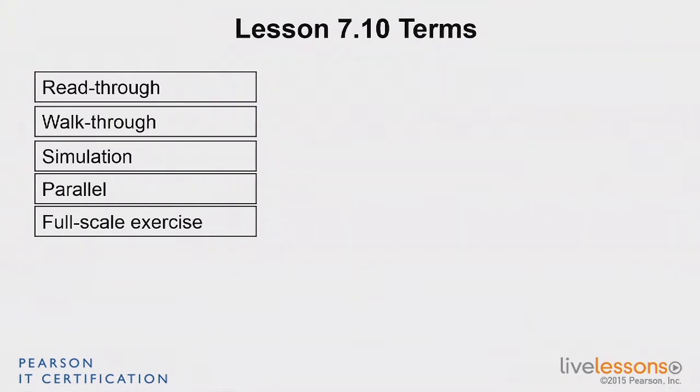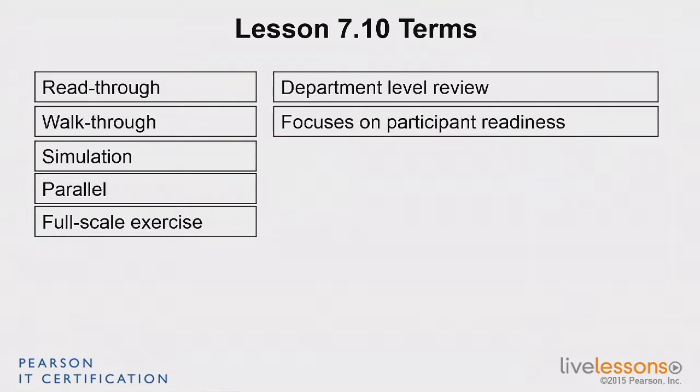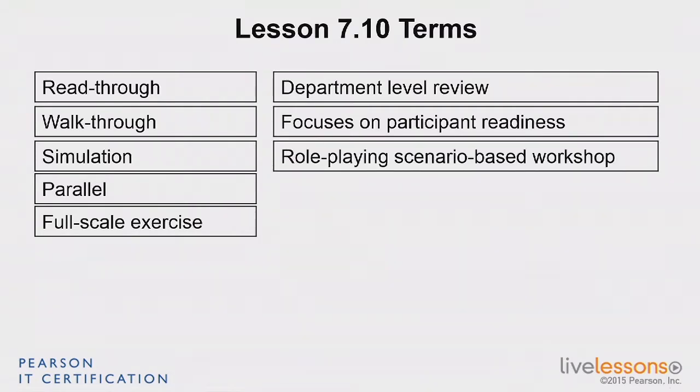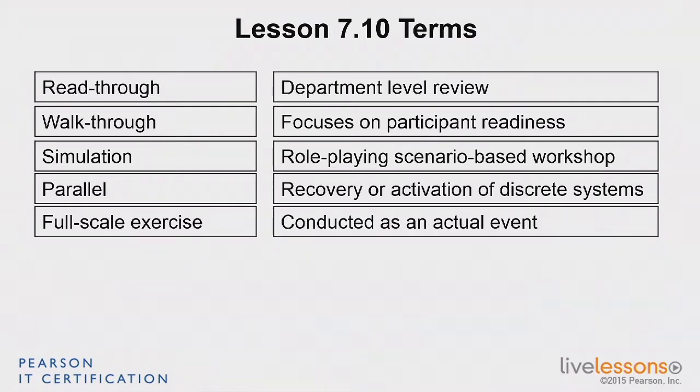All right, so let's go through our 5 Lesson 7.10 terms. A read-through exercise is a departmental level review. A walk-through exercise focuses on participant readiness. That's when we're looking at various scenarios, making sure we can pull out the right procedures and make sure our participants are ready. A simulation is a role-playing, scenario-based workshop. Parallel is the recovery or activation of discrete systems. Generally, we're not bringing everything down. We're saying we're going to do a recovery or activation of certain backup systems, or we're going to recover specific primary systems. And a full-scale exercise is conducted as an actual event.